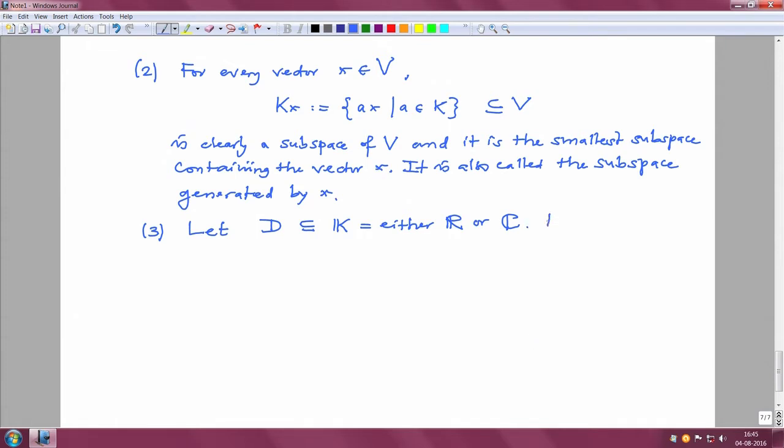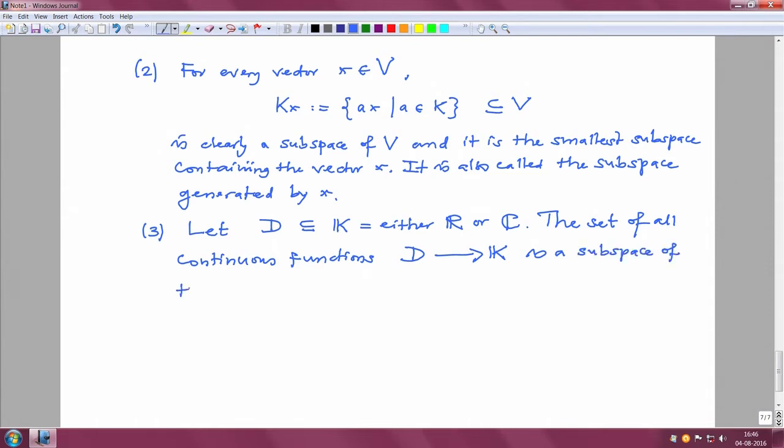So, the set of all continuous functions on D to K is a subspace of the K vector space K power D. Last time I defined what is K power D. They are all functions from D to K, and we have seen that they form a vector space over K, and among them we are taking the continuous functions.